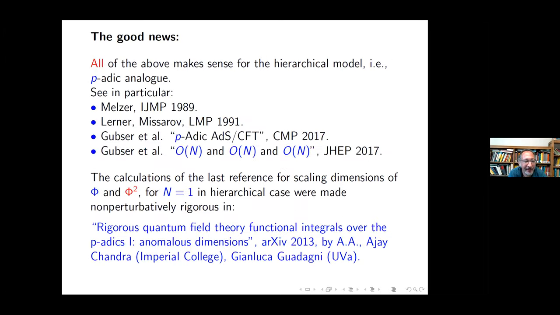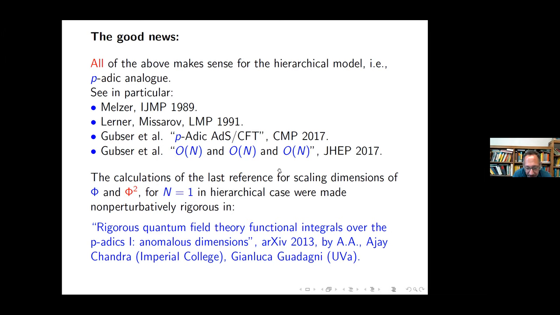Good. So now the good news is that everything I mentioned makes sense over these so-called hierarchical models. So there's a p-adic analog, in particular the p-adic formulation of hierarchical models. And there is all this work by previous authors, Melzer, who introduced conformal field theory in this setting, also work by Lerner and Missarov. More recently, the late Steve Gubser and many students and postdocs now continue working on this. There's quite a bit of literature actually, essentially formulating the p-adic analog of the AdS/CFT correspondence, et cetera, et cetera.